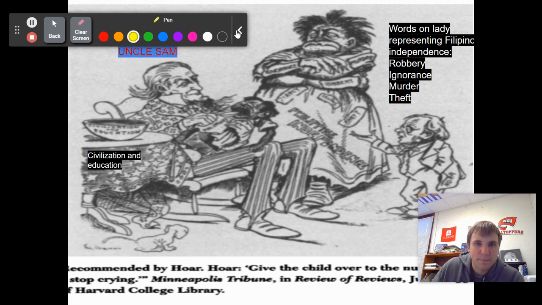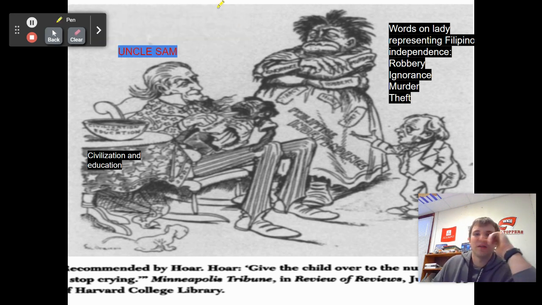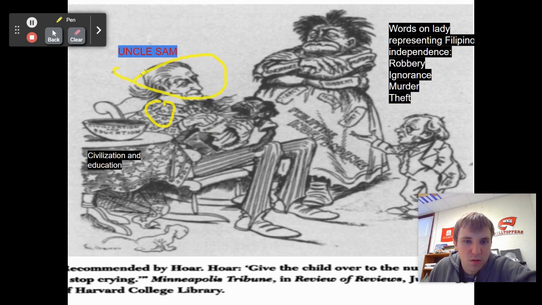Let's see. Okay. So, right here, you have Uncle Sam. You can always tell it's Uncle Sam because of all the stars and usually the beard, all of that. Okay, we know this is Uncle Sam. Now, what is Uncle Sam holding right here? What does this look like? It's a baby. So this represents the Philippines.